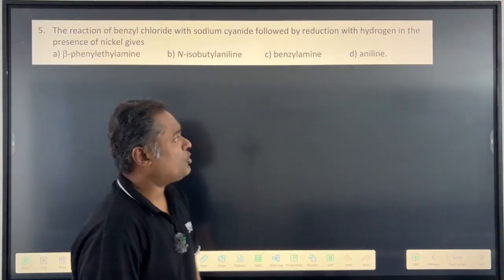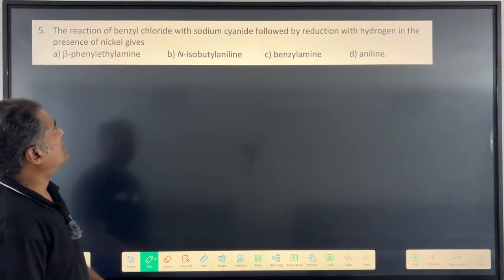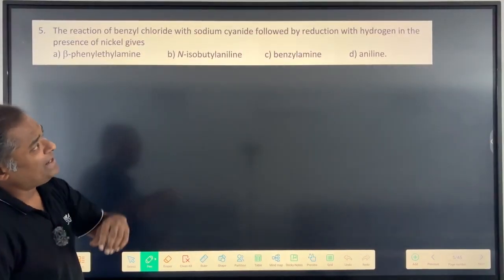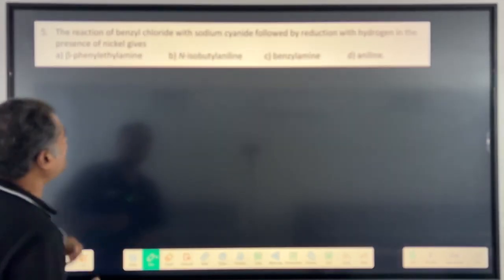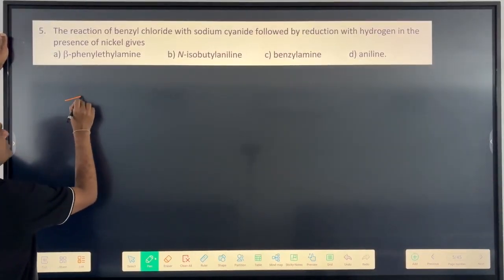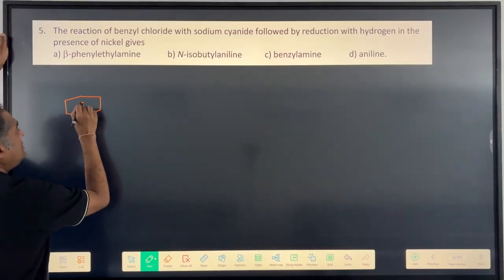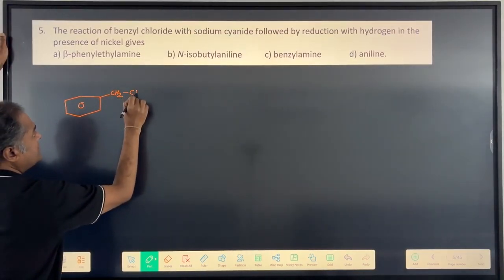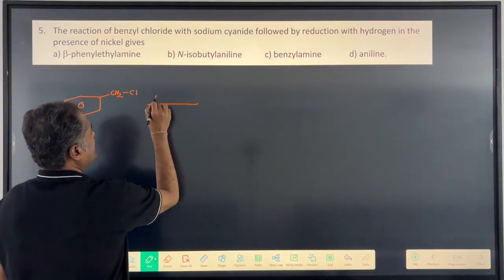Now, the next question you have on screen is the reaction of benzyl chloride with sodium cyanide followed by reduction with hydrogen in presence of nickel gives. Before we start anything, first of all, child, you should know benzyl chloride. What is benzyl chloride, child? I think you have a benzene unit containing one CH2 group and then one chloride. Is it clear, child? Now, treat this with sodium cyanide.